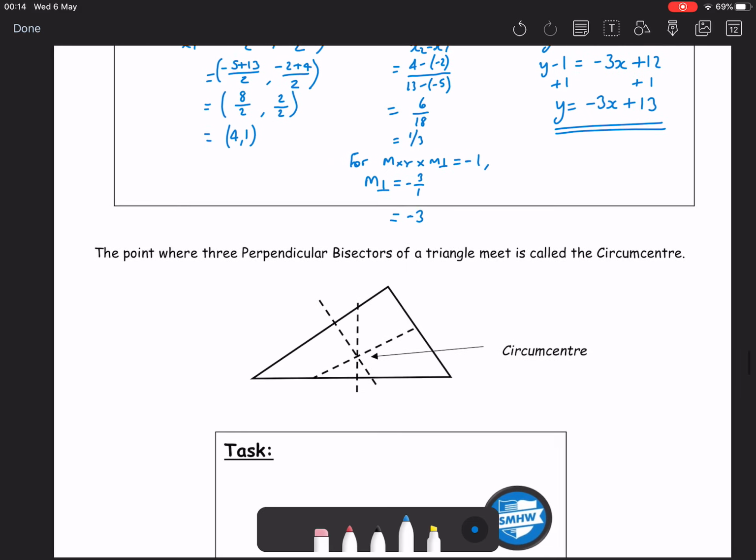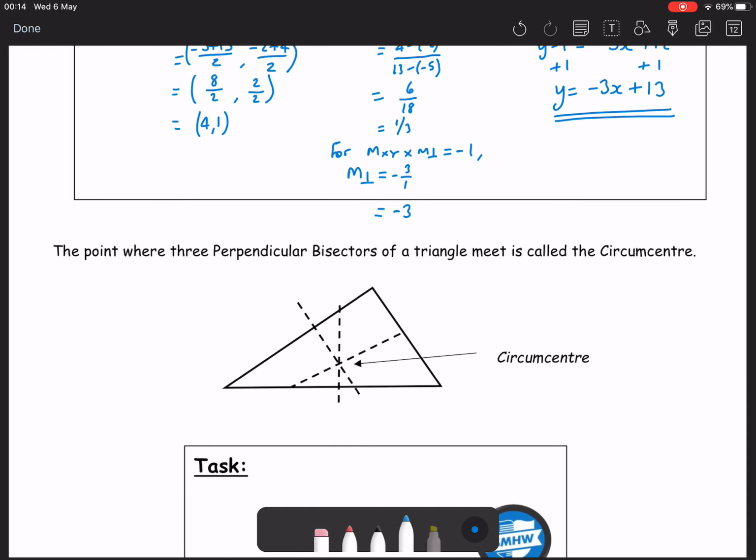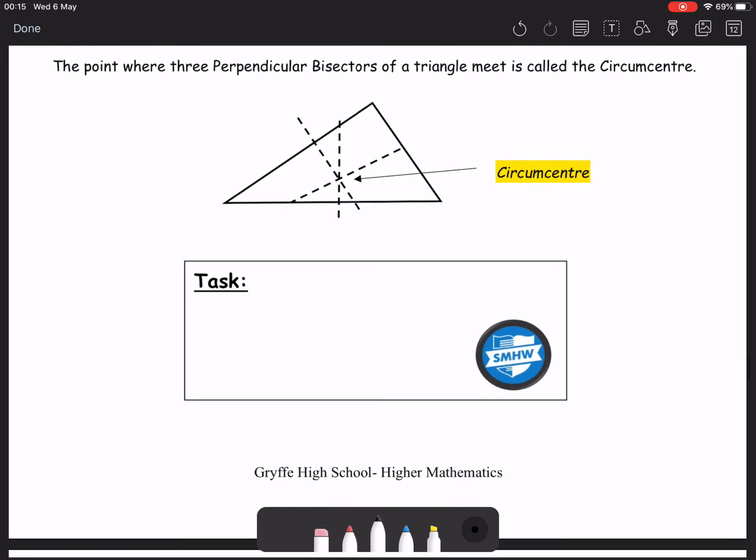A quick additional fact: within a triangle, the point where 3 perpendicular bisectors meet is called a circumcenter. Okay, our task is within the PowerPoint.